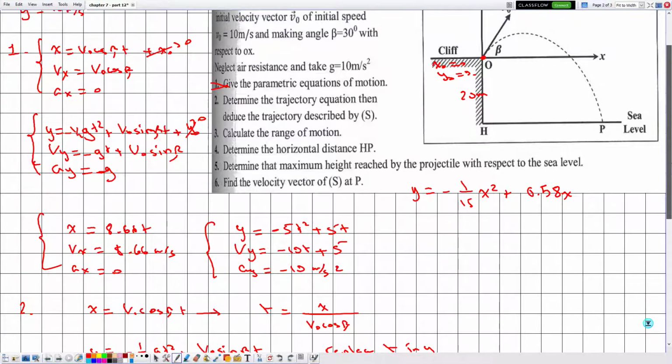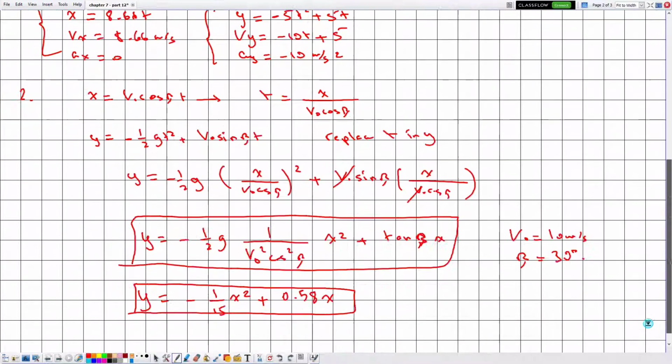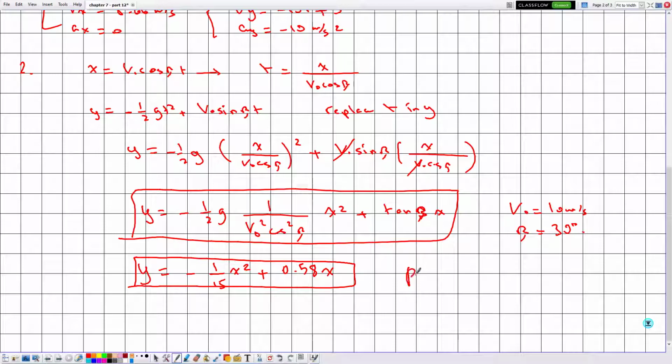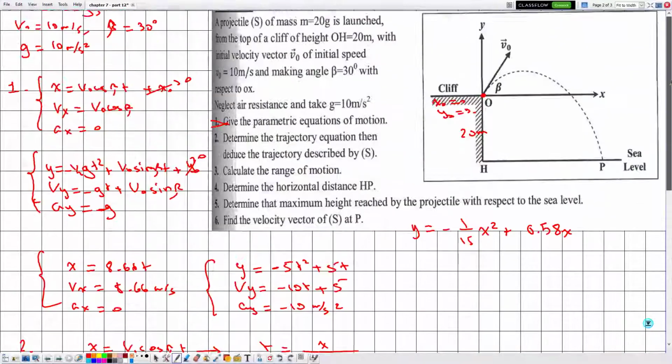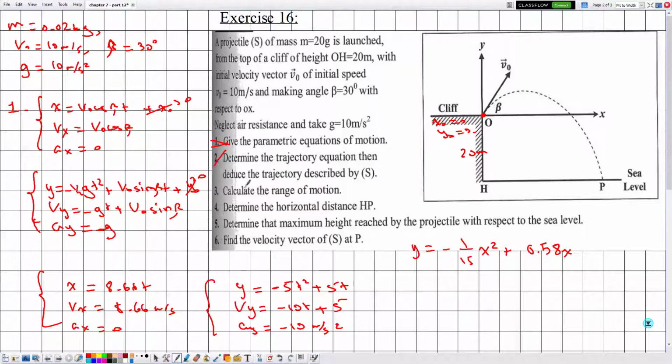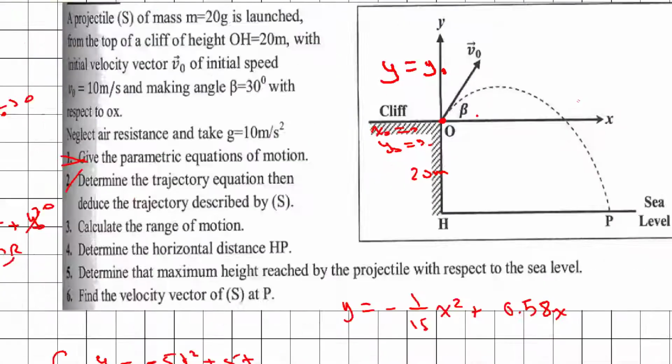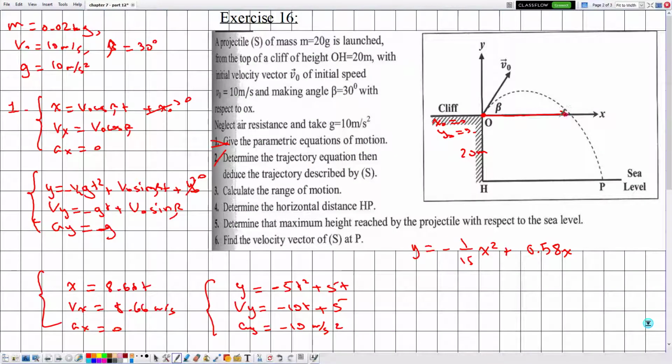And in this case, we need to deduce the trajectory described by S. So it is linear in one variable, quadratic in the other, so it is a parabola. We are done with part 2. Now in part 3, they are telling me to determine the range. So the range is dictated by this horizontal distance for which y is equal to y0. So this is the range.